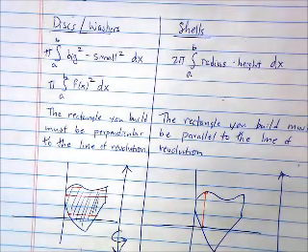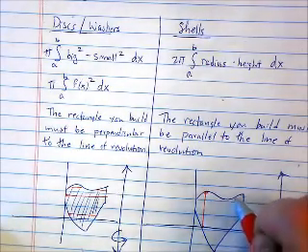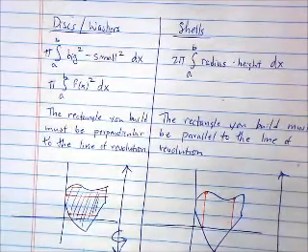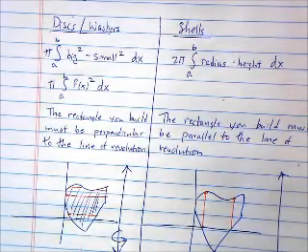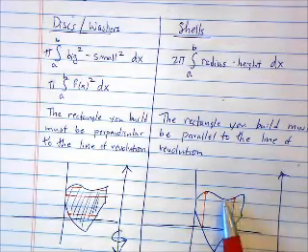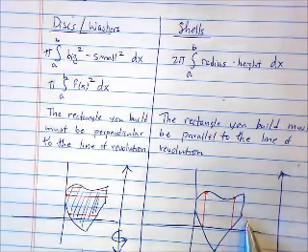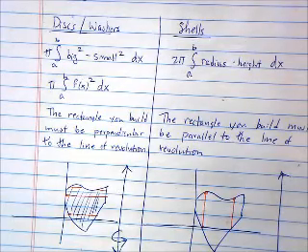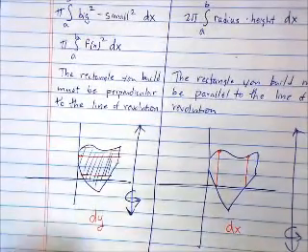For this one, I think if I was using shells, I think I would need two integrals. Because sometimes we go from this curve to that line. Sometimes we go from this curve to that other line. So I think this one would need at least two integrals to do it by shells.